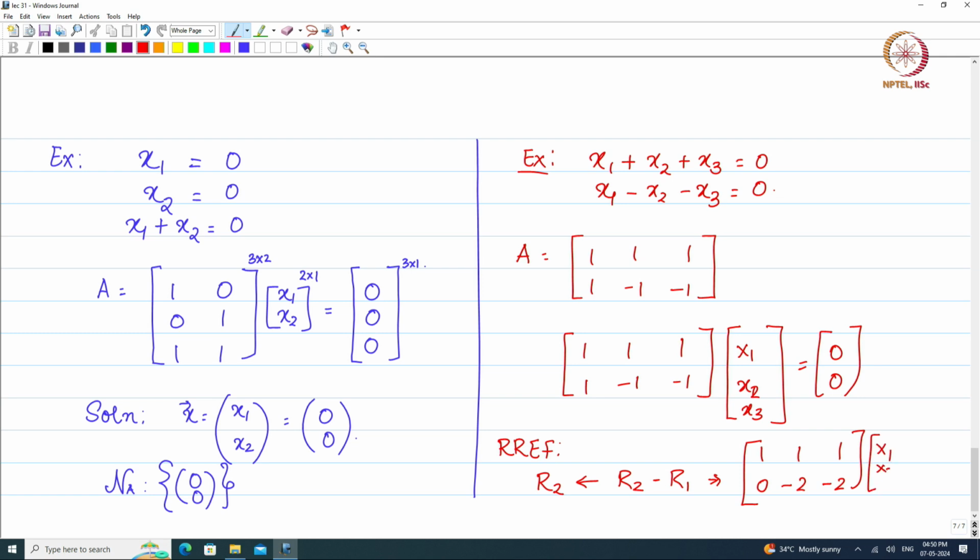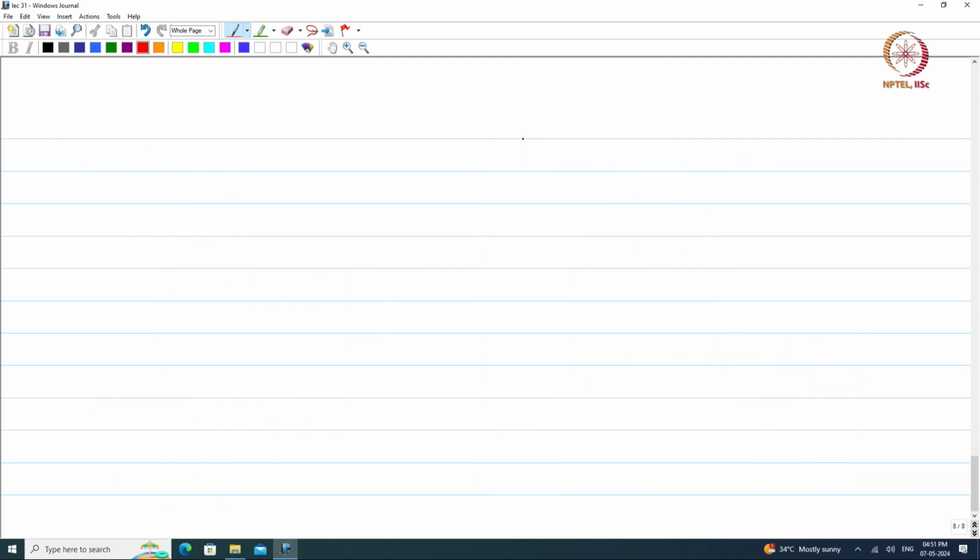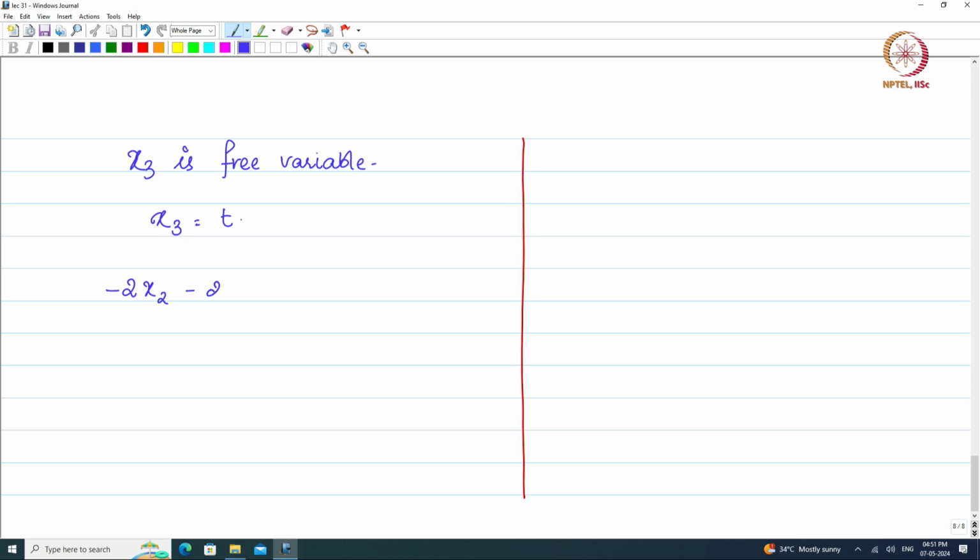We have x1 x2 x3 equal to 0 0. Now, if you look here, the pivot is there only in the second row. x3 is not a pivot variable, therefore x3 is a free variable in this case. That means x3 can take a value, let us say t. Then we have minus 2 x2 minus 2 x3 equal to 0, which implies minus 2 x2 is equal to 2t, and x2 is equal to minus t.